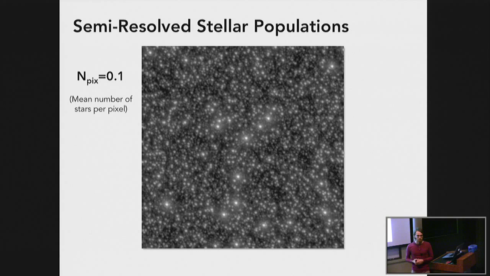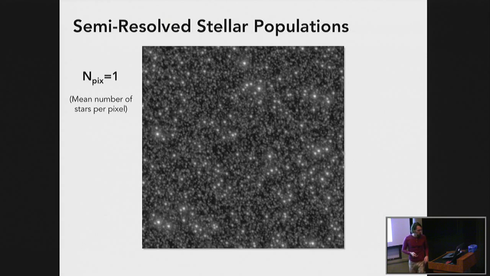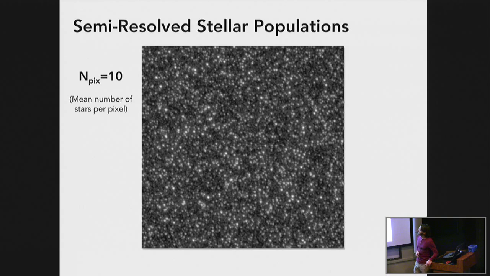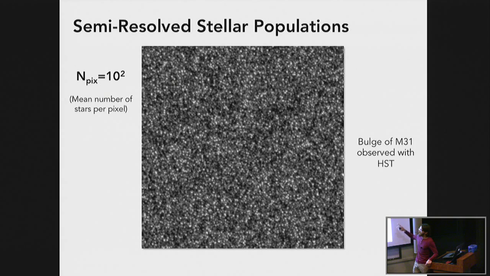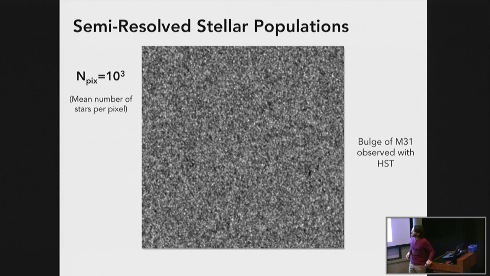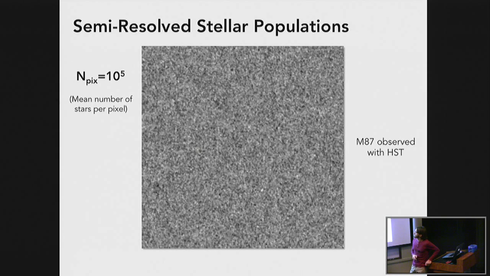In contrast, in the semi-resolved regime, this parameter can grow fairly large. What I'm showing here is a simulation where the mean number of stars per pixel is 0.1. And I'll increase it just to give you a sense of how this goes. So 1, 10. When you get to about 100, you're in the regime where if you imaged the bulge of M31, you'd be in this regime with HST. Even our nearest L-star companion is already in this very crowded regime. 1,000, 10^4, 10^5.